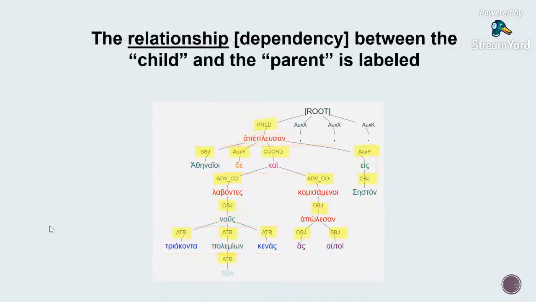The relationship, which is literally the relationship between child and parent, is labeled in every situation. So you can see here's the predicate up here. This kai functions as a coordinator. Here's our subject. And what I'm going to go through is these labels and how we arrive at them.